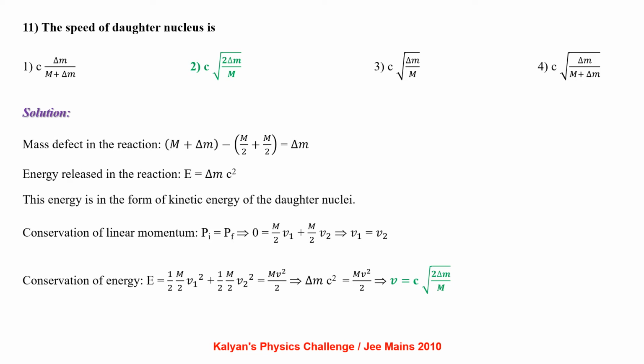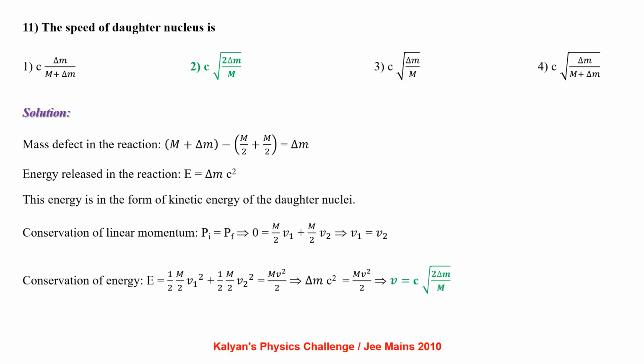Applying conservation of linear momentum, we get P initial equal to P final. Since initially the parent nucleus is at rest, its initial momentum is 0. Finally it divides into two parts. Let us say velocity of first part is v1 and that of the second part is v2. That is 0 equal to M by 2 v1 plus M by 2 v2. Since both masses are same, we get v1 equal to v2.